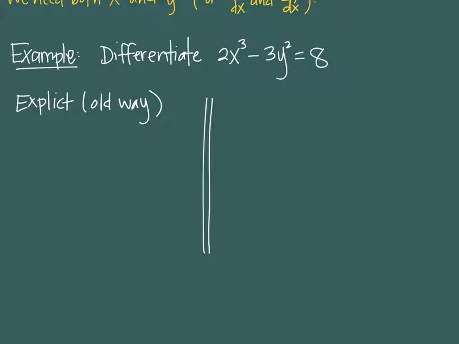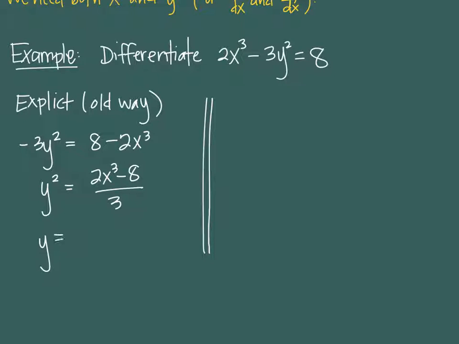To do explicit, what do you have to do to the function first? Get y alone. All right, so let's get y alone. So negative 3y squared would be 8 minus 2x cubed. Divide everything by negative 3. So that would be 2x cubed minus 8 over 3. And then take the square root. So y would be equal to the square root of 2x cubed minus 8 over 3. That would be the old way, where you have to do a bunch of algebra to get y by itself.